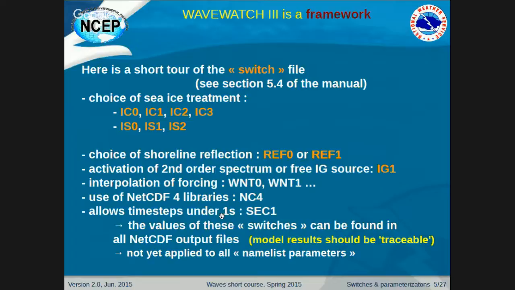And all these switches are repeated in the output. So if you run the model and you don't remember what you've done, don't worry. If you have a NetCDF output file, the switch choices will be repeated so you can know where that is. And the idea is to make the model results as traceable as possible. And we're trying to do the same now with the namelist parameters, but it's not yet fully finished. And so some namelist parameters will appear often in NC files, but not all of them.